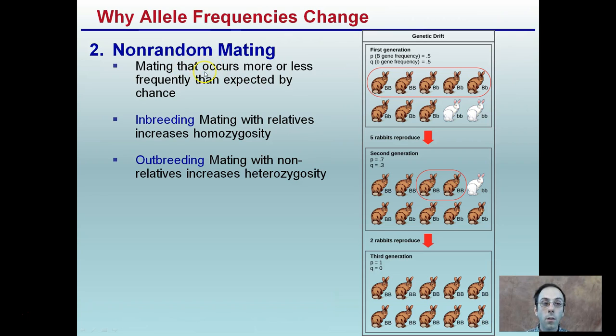Non-random mating, this is mating that occurs more or less frequently than expected by chance. Inbreeding, mating with relatives, increases the homozygous. Outbreeding, mating with non-relatives, increases heterozygosity. So non-random mating means that the individuals are being selected for some reason. It's not just random. This could be, in this case, the brown color is deemed favorable.